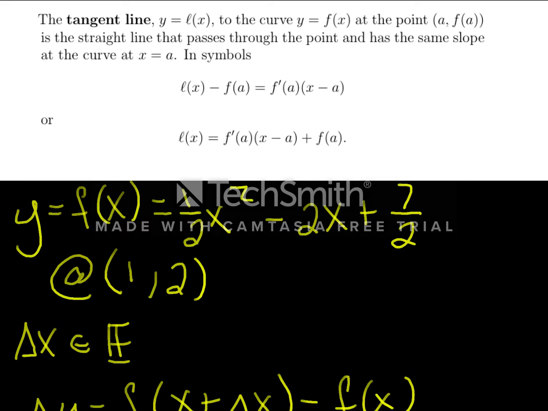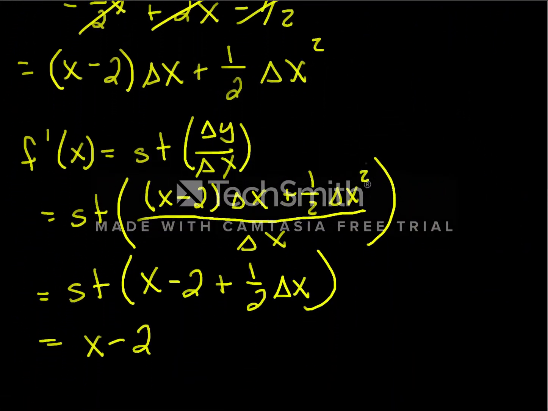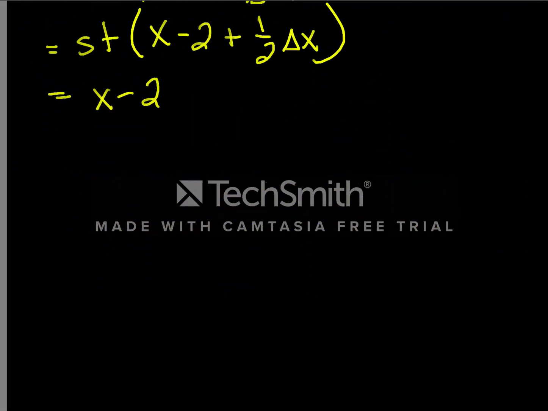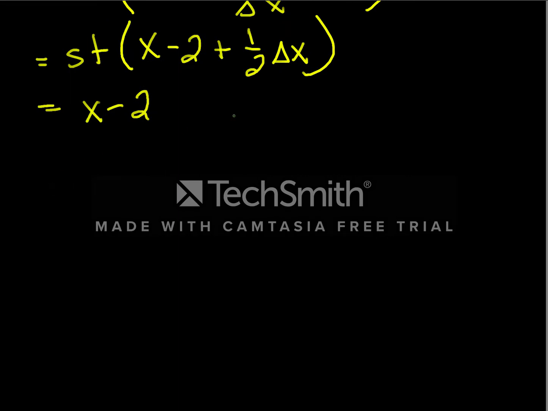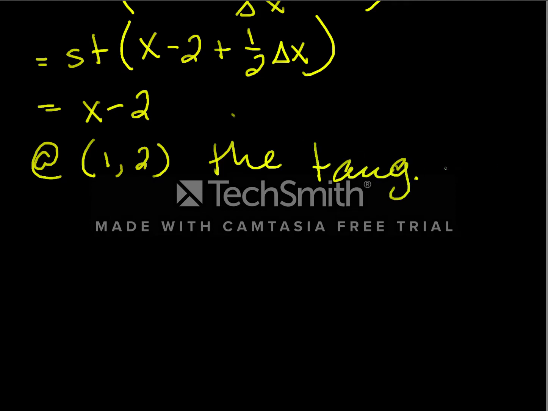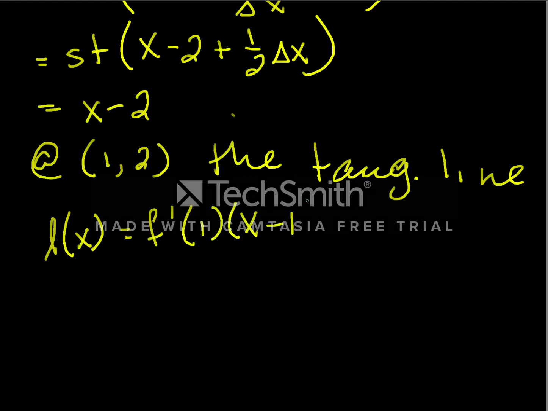And so we will plug 1 into our derivative, and here's our equation, right? L of x is equal to f prime of a times x minus a plus f of a. So here we have that a is equal to 1. That's our point. So at the point (1, 2), the tangent line is given by L of x is equal to f prime of 1 times x minus 1 plus f of 1, which we know is 2.